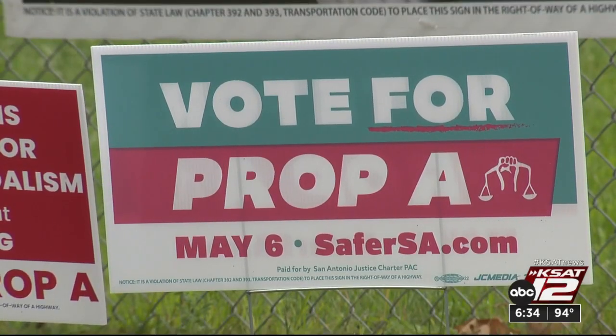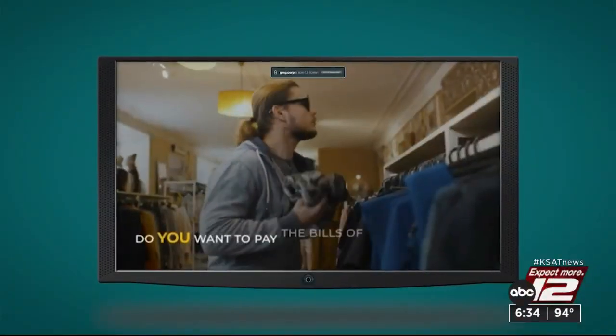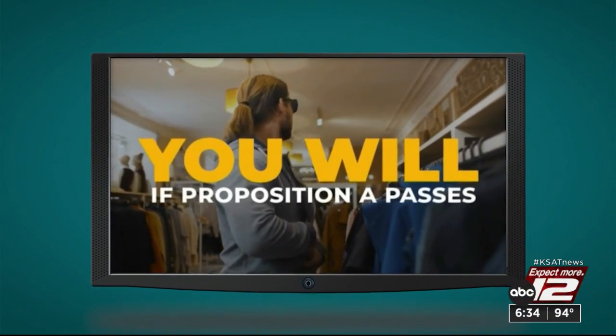Remember Proposition A in the recent city election? Do you want to pay for the bills of shoplifters? You will if Prop A is passed.